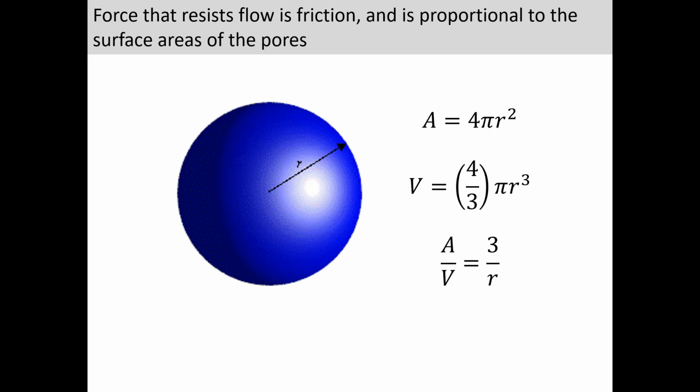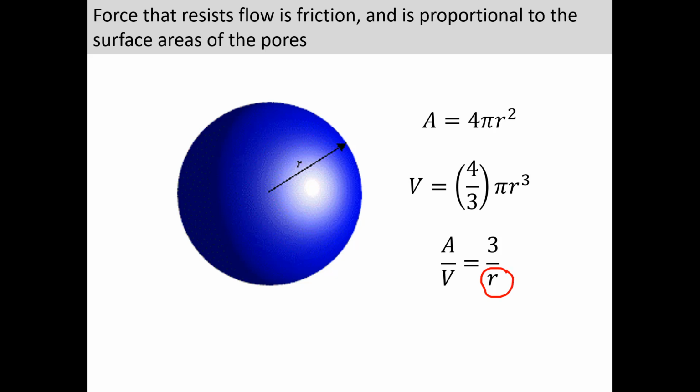So if we imagine a pore is a sphere, it's a simple assumption here, we can look at the ratio of the area, the surface area of that sphere, which is 4 pi r squared, to the volume of that sphere, which is 4/3 pi r cubed. And we find that the ratio of the area of the pores to the volume of the pores is inversely related to the size of the pores.